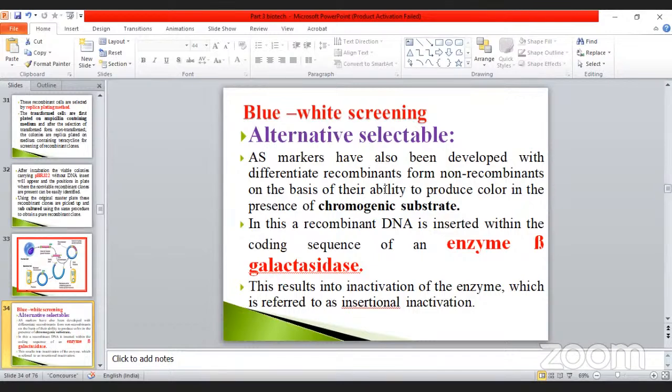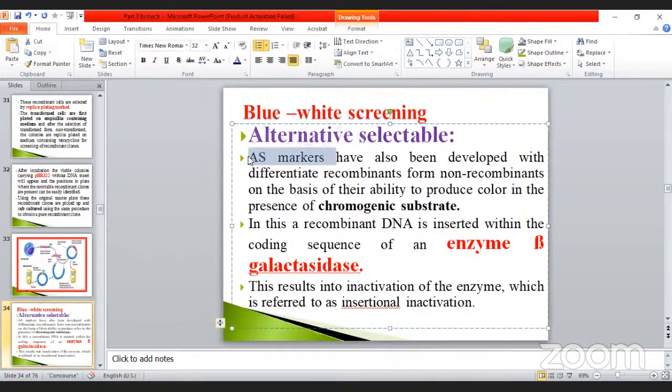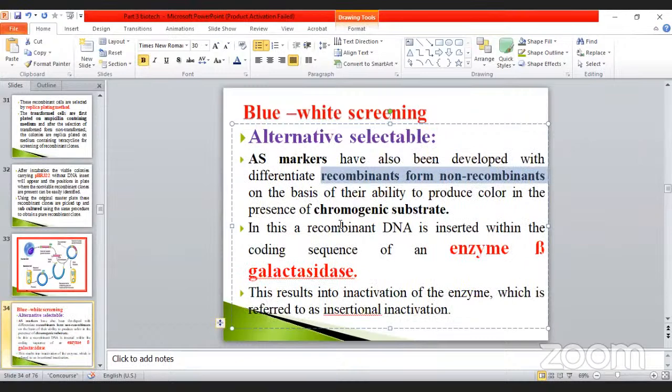What is the meaning of chromogenic substrate? Chromo means color. Genic substrate means the substrate contains a colored substance. As a result, it is easily visible, because if it is colorless you cannot see it. That's why they use colored substances as markers. Don't forget, this is very, very important. Alternative selective markers have also been developed to differentiate recombinant from non-recombinant. How will you identify them? With the help of the AS marker.